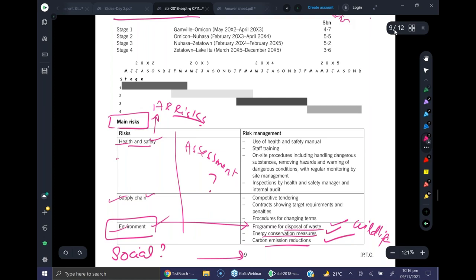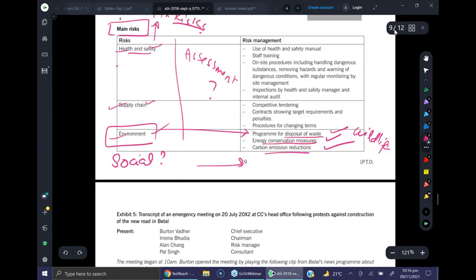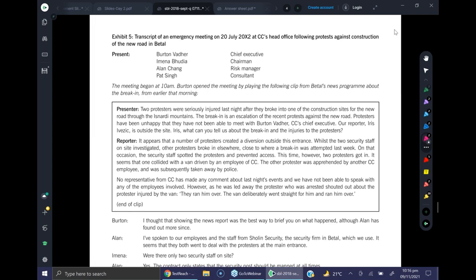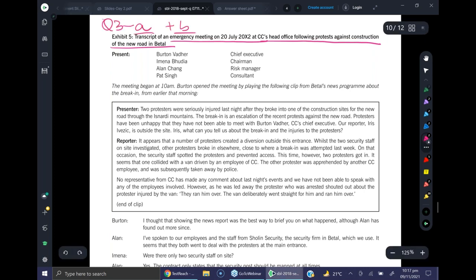Okay. Let's do the next exhibit. It's a very important exhibit and it is going to be highlighting a lot of different important things. So exhibit 5 is the transcript of emergency meeting on 20th July at CC head office following protest against construction of new road in Beaton. Okay, so where do you think this exhibit is going to fit in? It's the emergency meeting. So there are two requirements, actually two parts of requirement. Question number 3, part A and part B, where the linkage or reference of the emergency meeting is given.